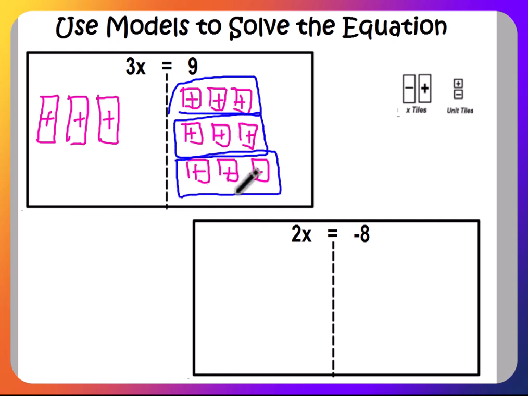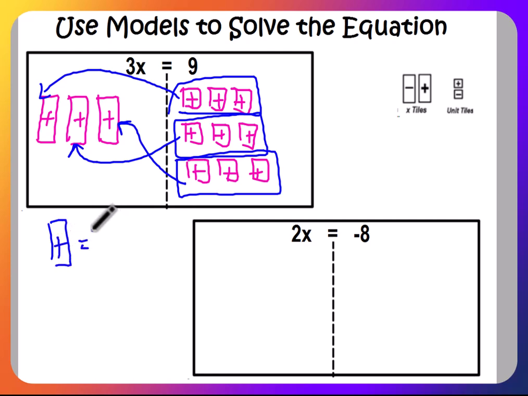And each group has the same amount. So this first group will go to the first x. The second group will go to the second x tile, and the last one will go to the last one. But each x tile equals 3 positive units. So x is going to equal 3.